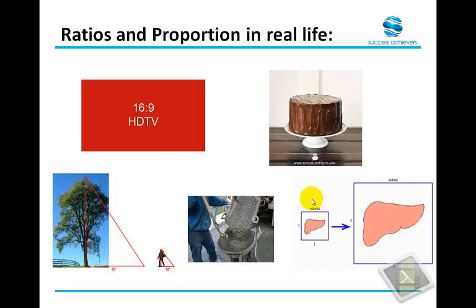The new HDTV viewing has an aspect ratio of 16:9. The concrete used for making buildings is made by mixing cement and sand in the ratio 1:2. To make a perfect cake, you have to ensure the ratio of flour to sugar is correct. You must have come across statements like weight gain is proportional to the amount of junk food eaten. The height of the tree is proportional to the height of the man in this picture.